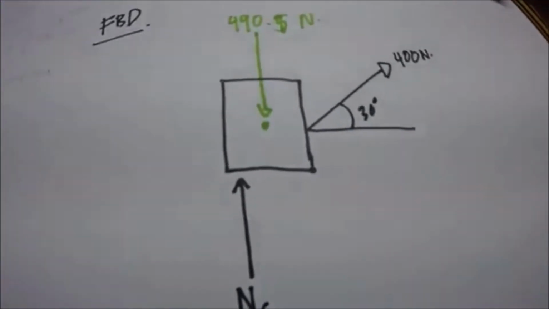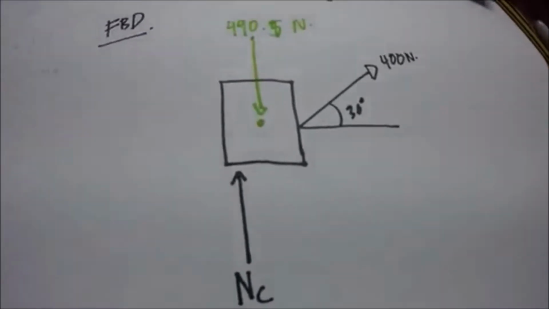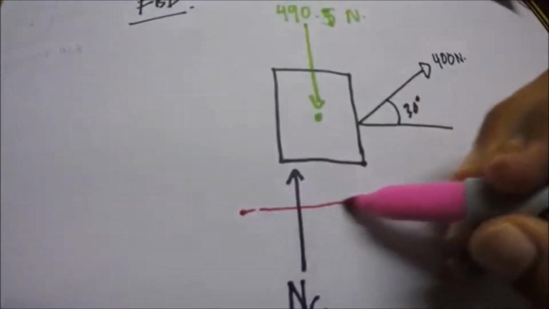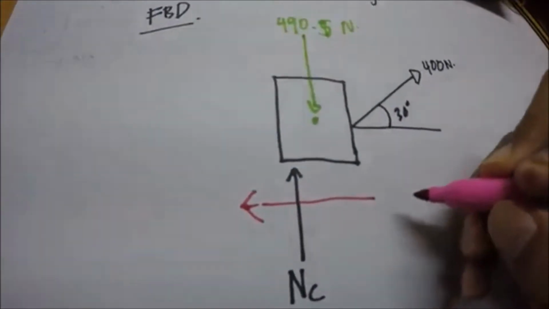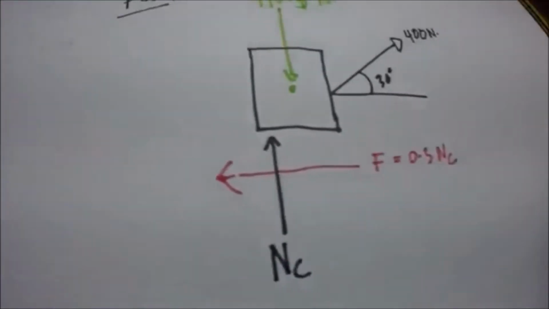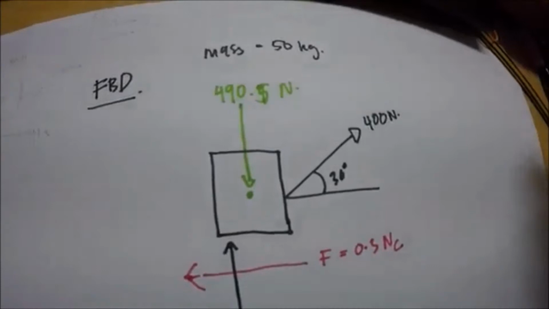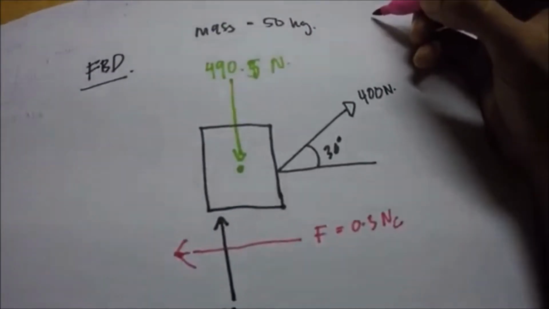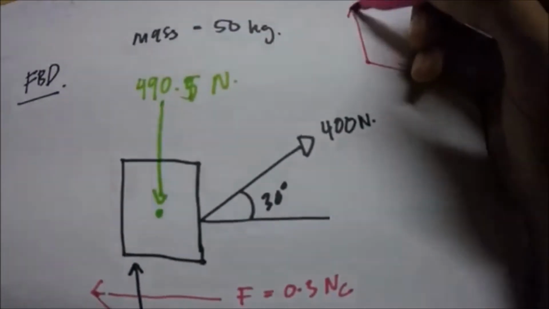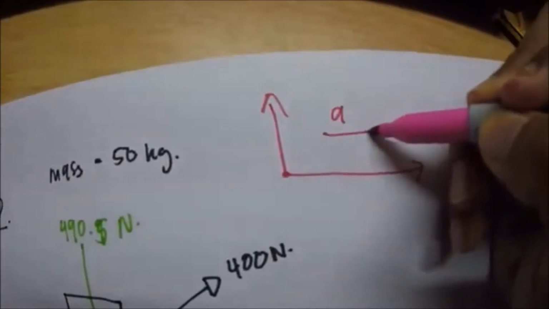And then of course the crate is not moving on a smooth surface, and we have the frictional force that acts to the left of the crate. So here is the frictional force that acts on the crate, that is F equals 0.3 NC. And then for the last thing, we assume that the acceleration of the crate is horizontal. So we can see that here the acceleration is going over here.